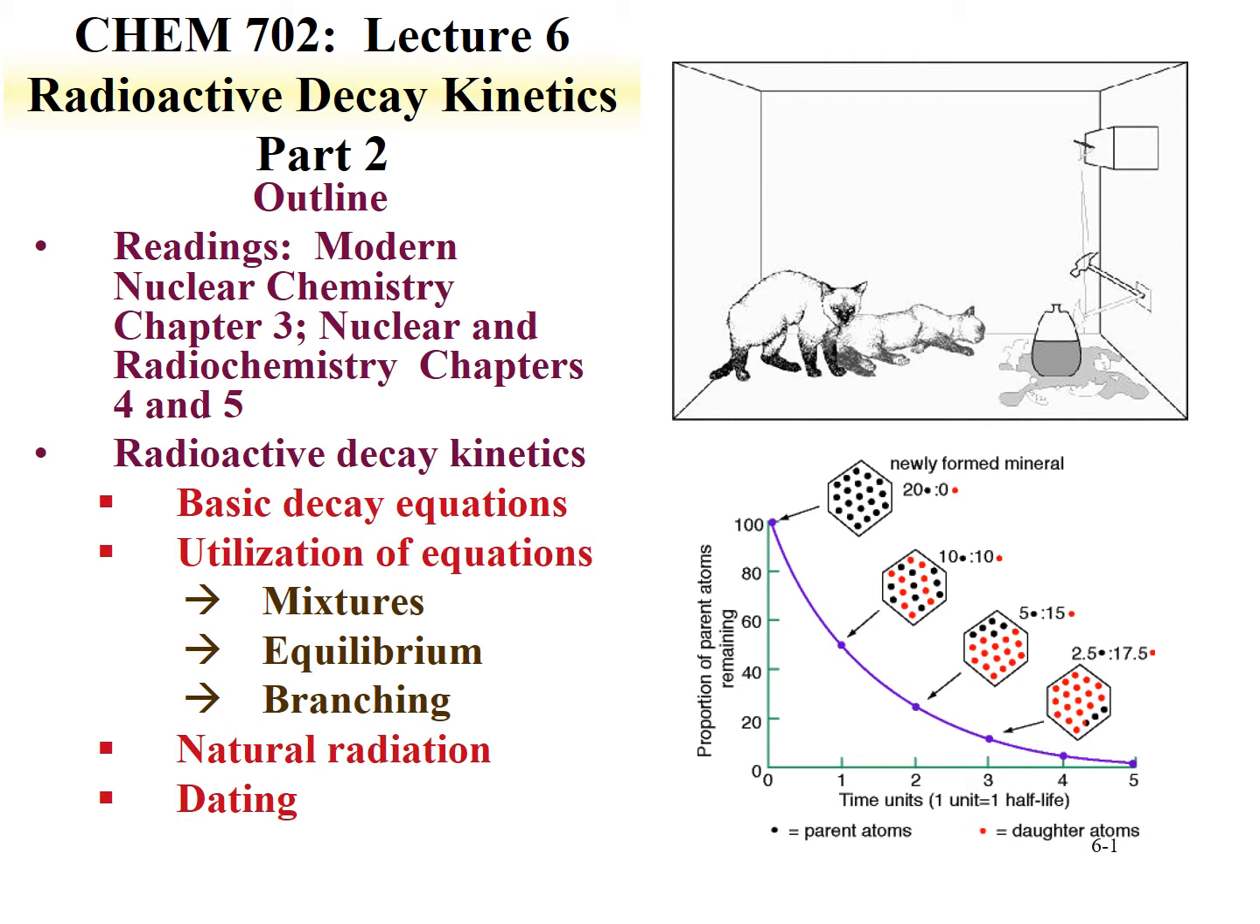In this lecture, we're going to go over mixtures, equilibrium, branching, and within branching, we're also going to discuss utilizing the Bateman equation. We'll have an example of a model that explores the Bateman equation. We'll talk about natural radiation and use that for radioactive dating.